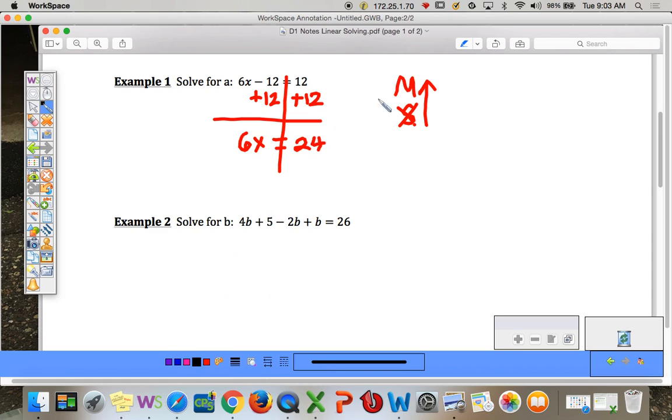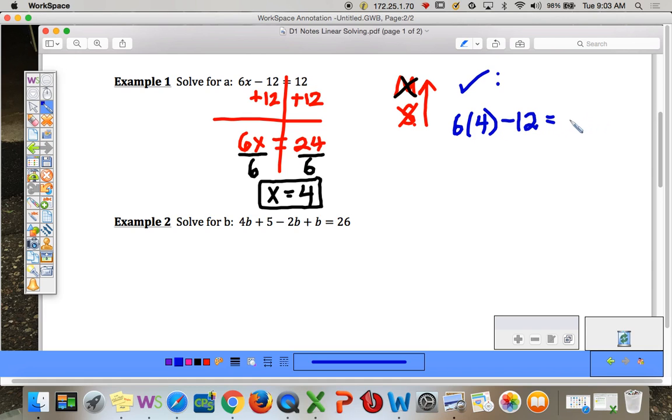Now we have to get rid of the multiplying. How do we get rid of the multiplying? We divide. So to get rid of a times 6, we're going to divide by 6, and here x equals 4. We can check our answer by plugging back in and making sure both sides equal 12, so here's our check over here. We have 6 times 4. We'll plug in x is 4 minus 12, and that should equal 12. 6 times 4 is 24. And 24 minus 12 is 12. So you can check all of your answers for solving an equation by plugging back in and making sure both sides are equal.